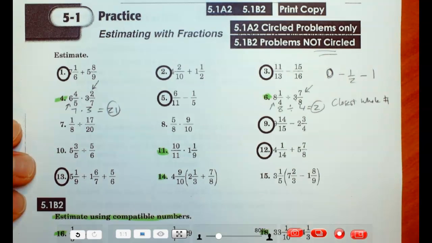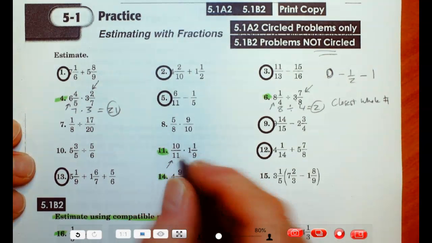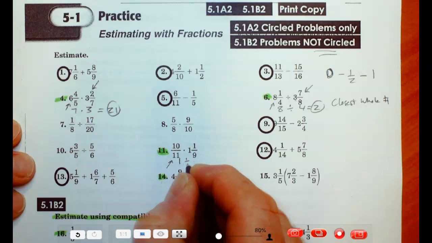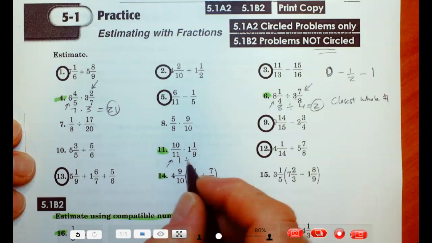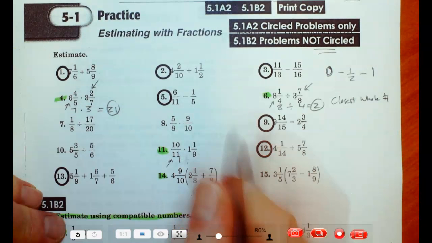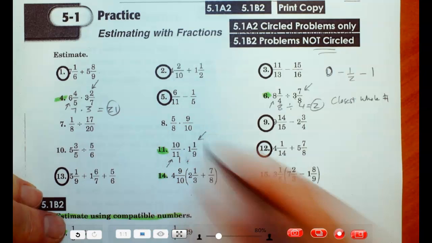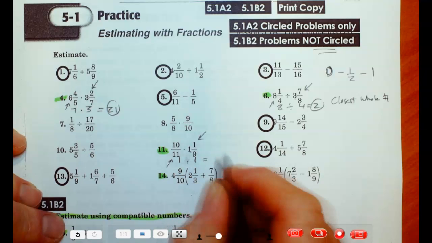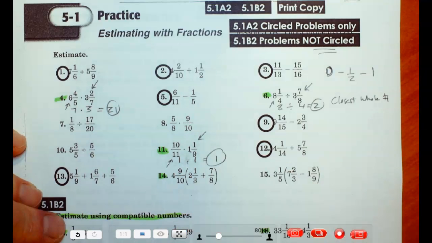Looking down here, here's a fraction. Is it closer to 0, half, or whole? This one's closer to 1 whole. And we've got 1 whole, and we're multiplying that. Sign's mixed up there. Times, well, is this one closer to 1 or 2? Well, it's definitely closer to 1. So 1 times 1 is 1. So my estimate there is 1.